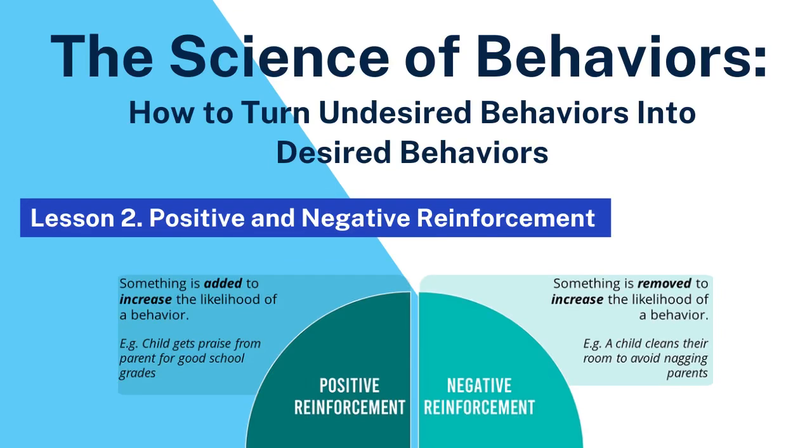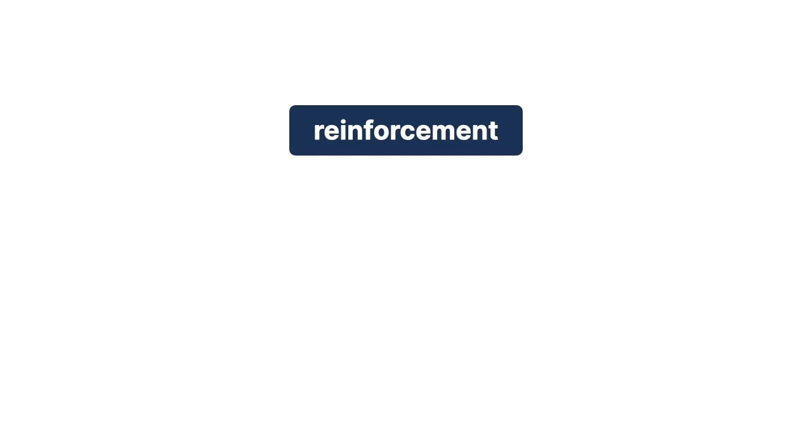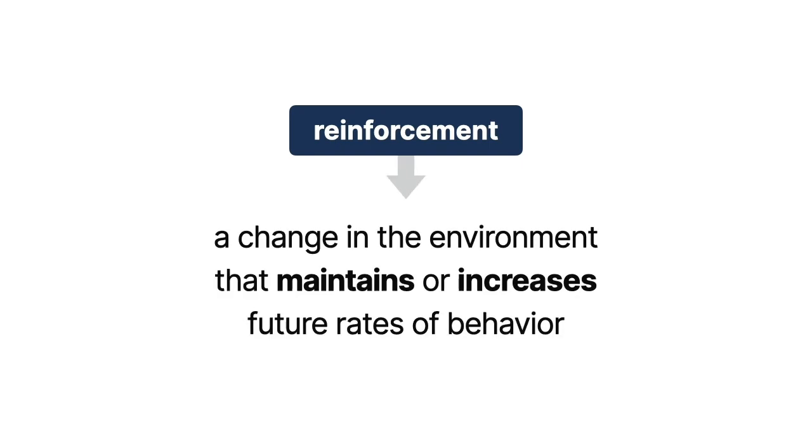This lesson is all about real-world applications of reinforcement. Let's start by defining the term reinforcement. Reinforcement can be defined as a change in the environment that maintains or increases future rates of behavior. In short, any individual's behavior that maintains or increases over time is being reinforced by something.